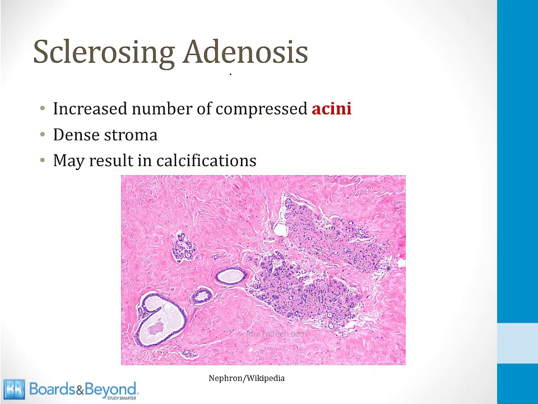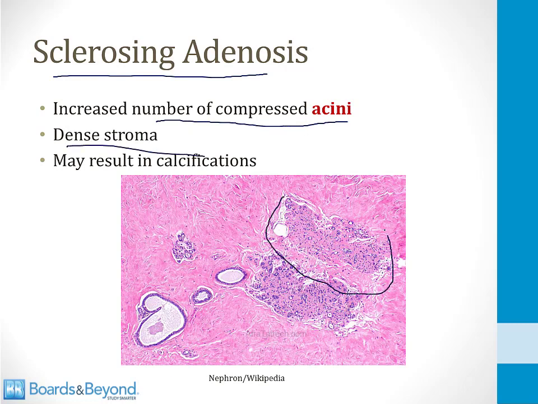The definition of the word adenosis is an increased number of acini per breast lobule, and adenosis is normal during pregnancy when the breasts grow. But sometimes adenosis occurs in an abnormal way, and this can lead to what's known as sclerosing adenosis, which is a type of proliferative breast disorder. So in sclerosing adenosis, the breasts develop an increased number of compressed acini surrounded by dense stroma. This is what it looks like under the microscope here. This can lead to a lump in the breast, and there can be concern for breast cancer.